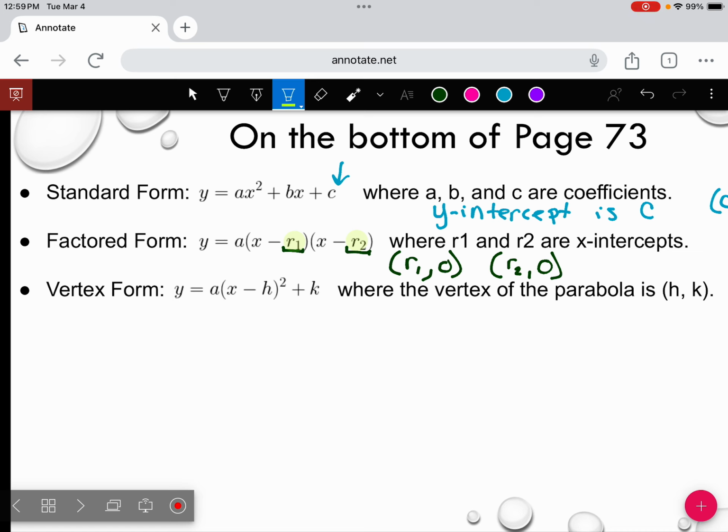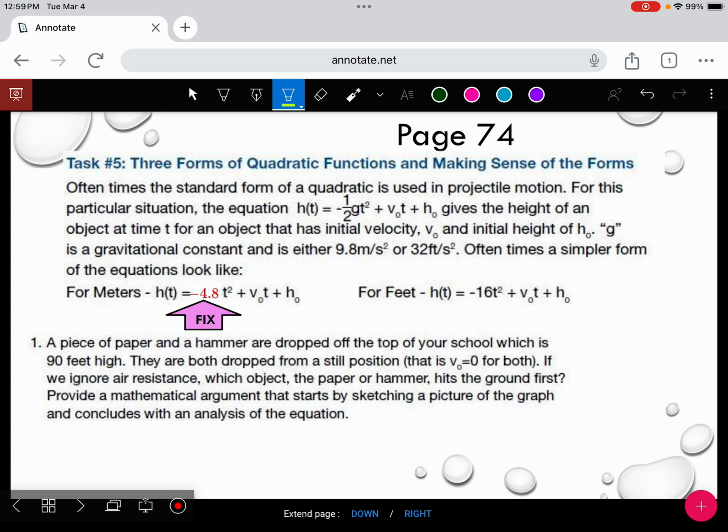So, does anybody need more time on this page? Okay. So, this is what's at the top of the page on page 74. The meters equation has an error, so I would recommend fixing that. Cross out the minus 9.8 in the meters equation and put a minus 4.8. They forgot to divide it by 2.